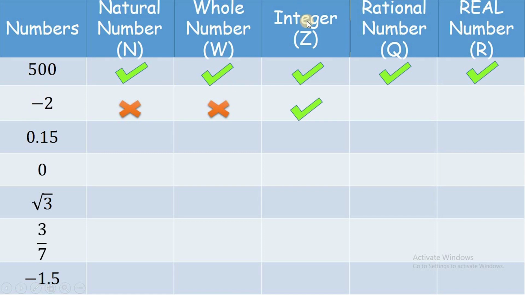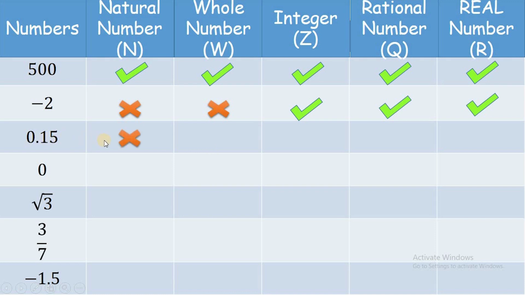In the definition of integers, we have said that integers are the collection of whole numbers and negative natural numbers. So here we have a negative natural number, therefore it is an integer. So if the given number is an integer, then it is also a rational number and it is also a real number. Now the next one is 0.15.